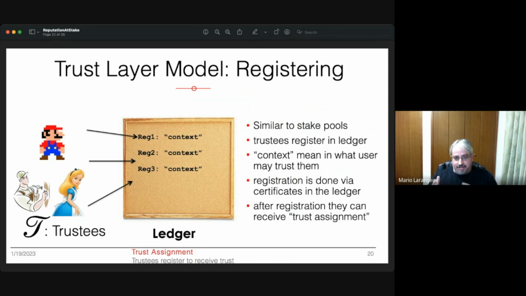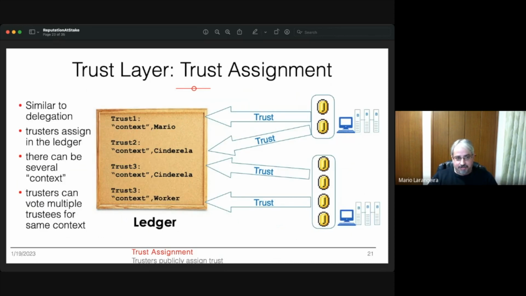So as I was saying, it's certificates. The trusters will, in a given context, assign the trust. It's a very general framework. The trustee can just create one context, and they'll compete in some particular context.